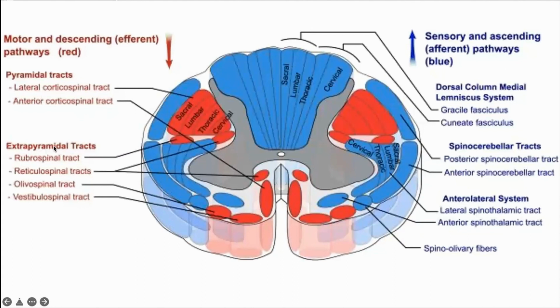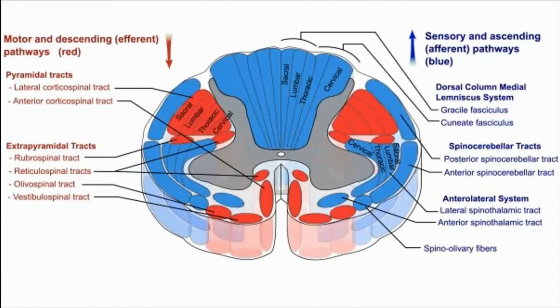The extrapyramidal tracts are also very important in extension and flexion, and they have highly specific functions in the body: the reticulospinal tract, olivospinal tract, vestibulospinal tract. These are all very important tracts for motor function. And as we said, the sensory tracts are the ascending ones, because they're receiving information from the external environment and sending it to your brain. You have specific areas of the spinal cord that are responsible for proprioception.